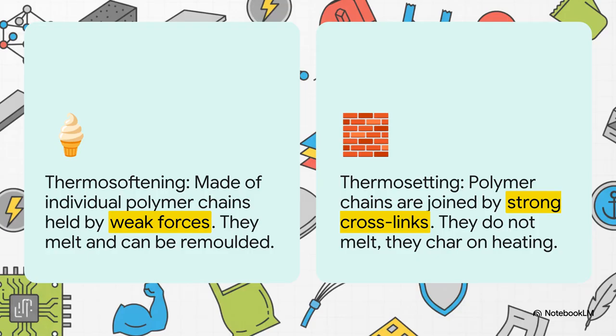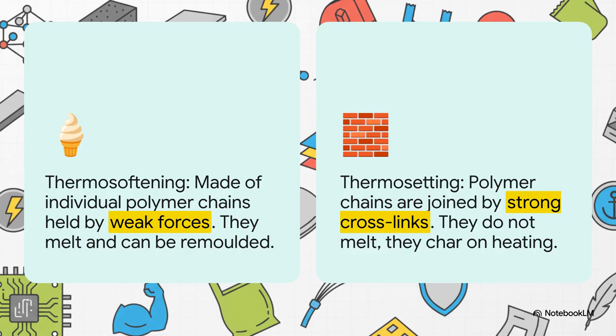There are two main types of polymer, and it all comes down to their structure. On one hand, you have thermo-softening polymers. These are just individual chains all tangled up, held together by weak forces. When you heat them up, those weak forces break, the chains can slide past each other, and the plastic melts. You can then reshape it.